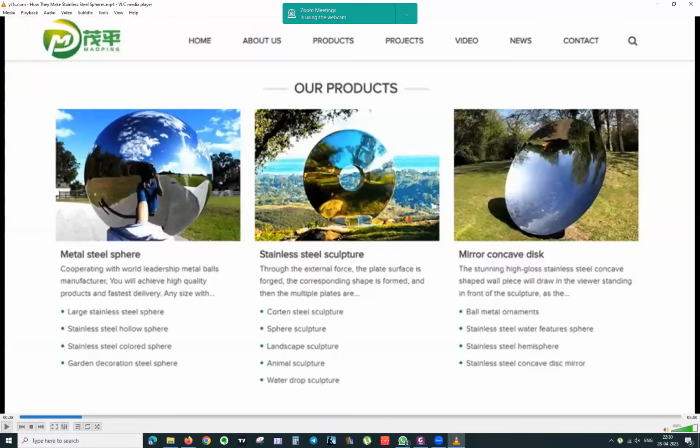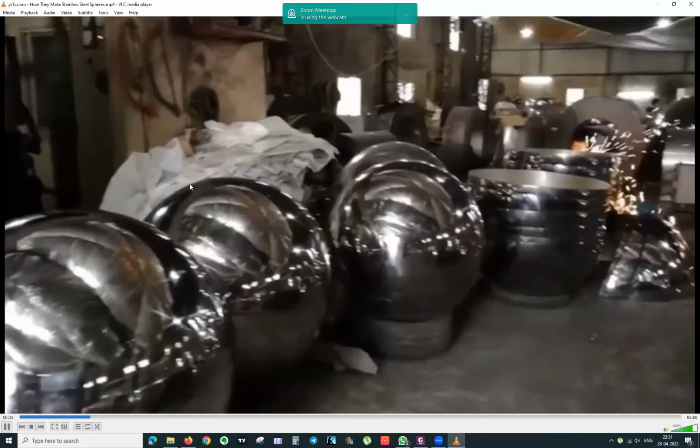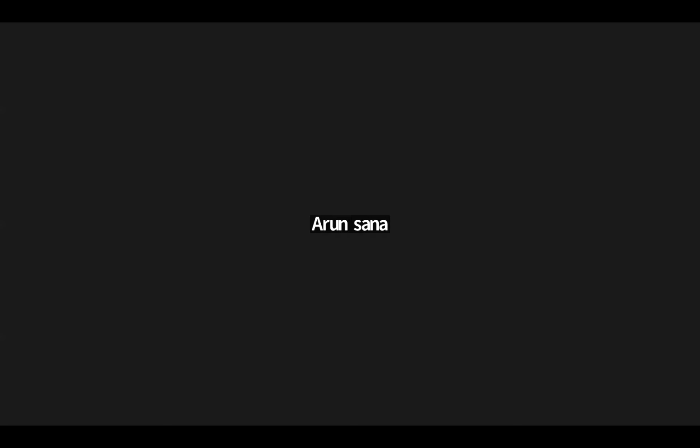And the best thing, you know what? These are very perfect spheres. If you try to make them with a machine, there'll be some deformity. But this thing will generate an equal pressure. You always get a proper sphere. The company's name is Shenzhen Maoping Sculpture Arts. They have been making stainless steel spheres for 23 years. So first you have to make a polygon and then weld it and then you blast it.